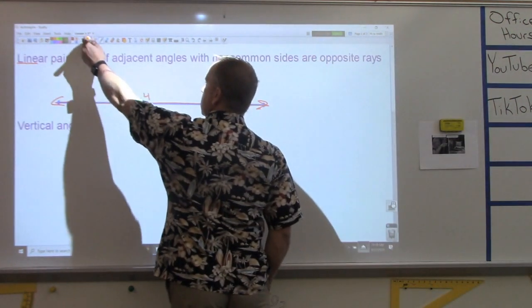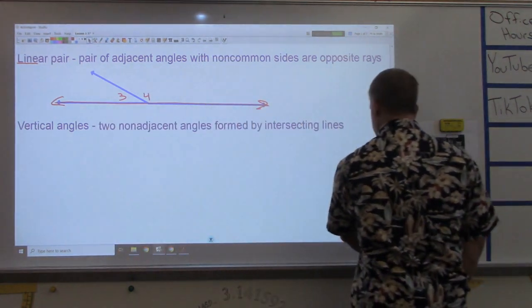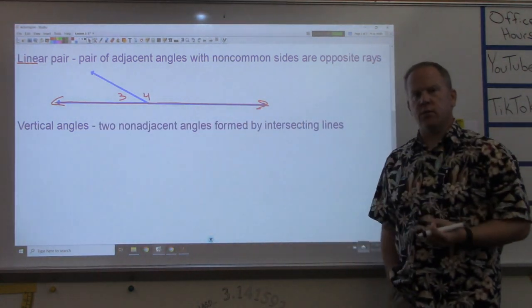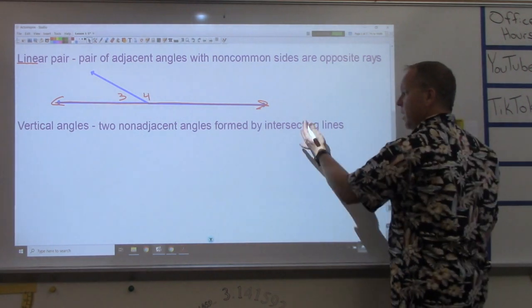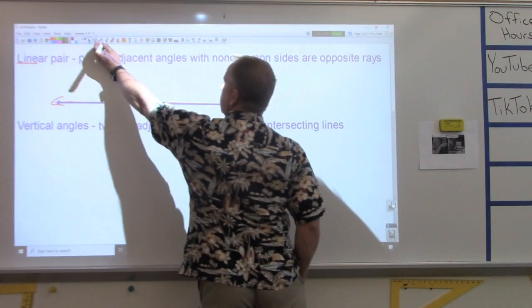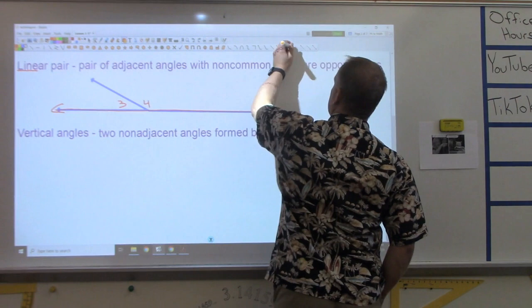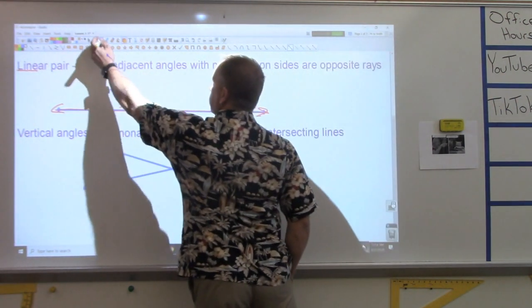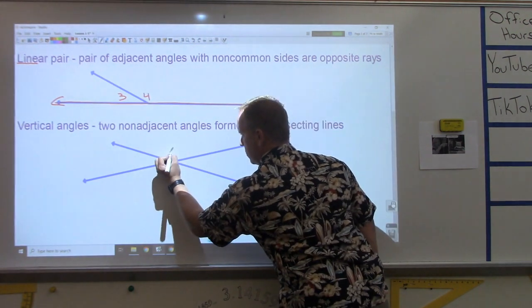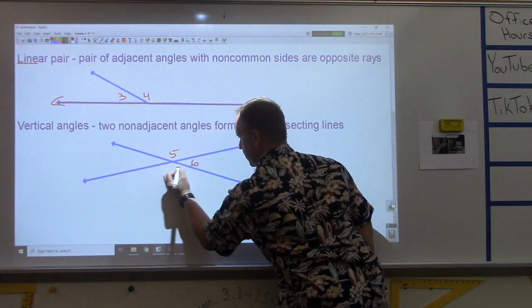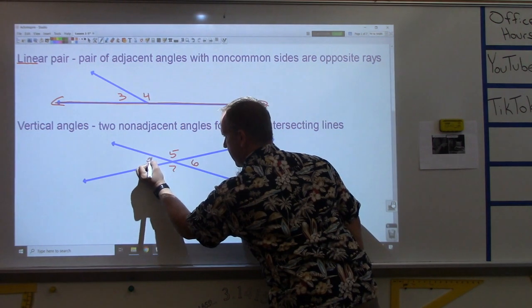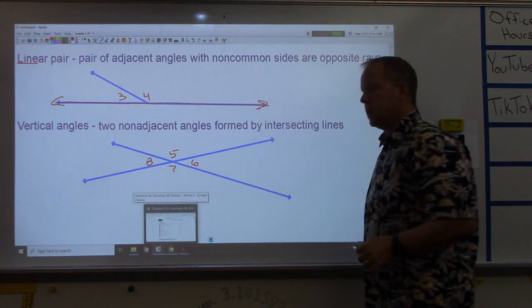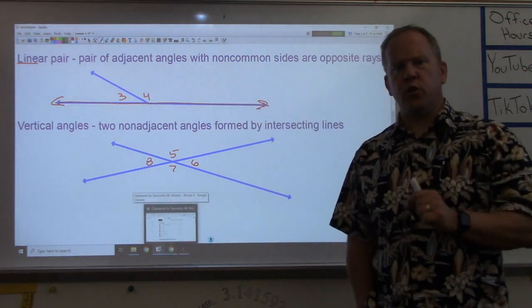Vertical angles. They are non-adjacent angles formed by intersecting lines. So let's start with that. Let's draw some intersecting lines. Angle 5, angle 6, angle 7, angle 8. So now I have 4 angles formed by these two intersecting lines.